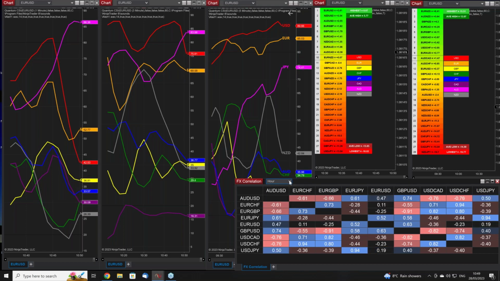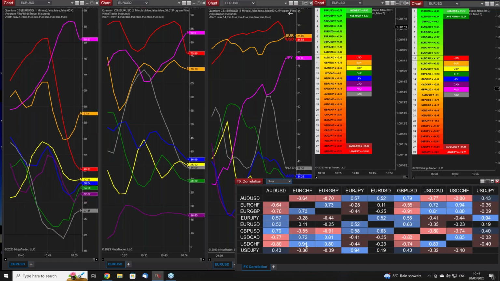But if I show you the hour to start with, so when you look at majors, for example, if you look at the Aussie dollar, how does that correlate with euro? It doesn't. Does it correlate with cable? Kind of.